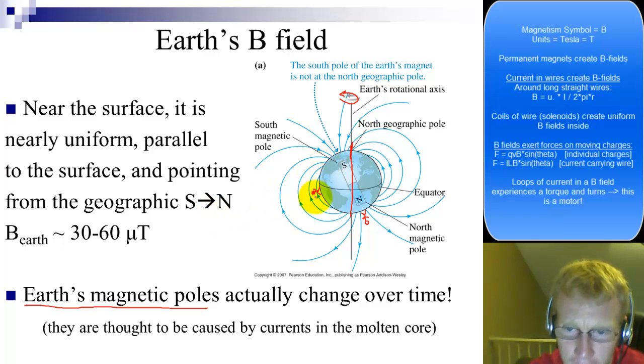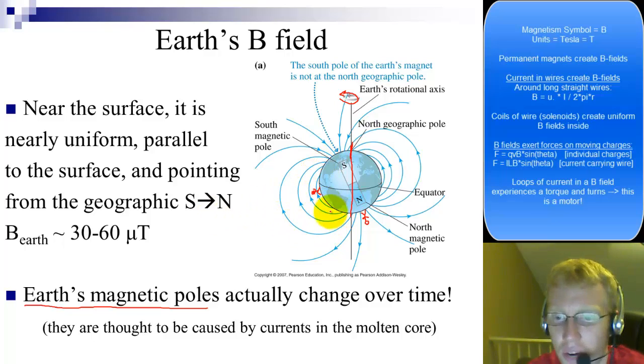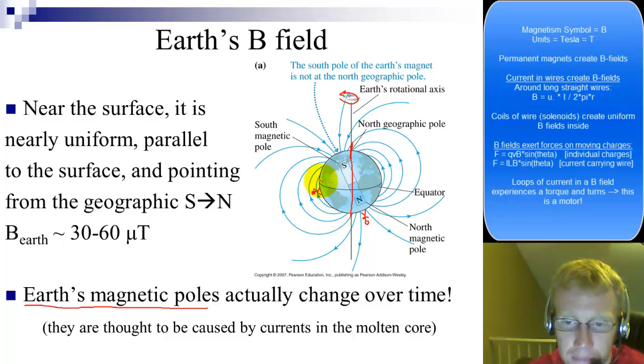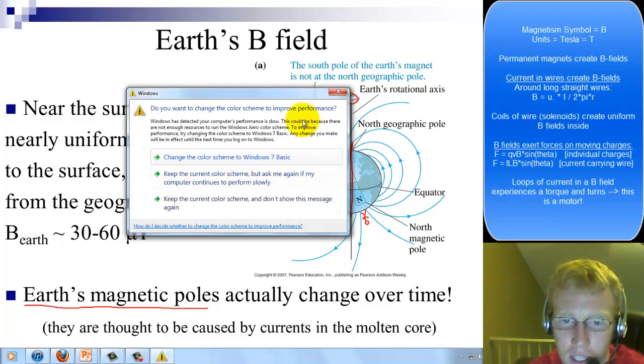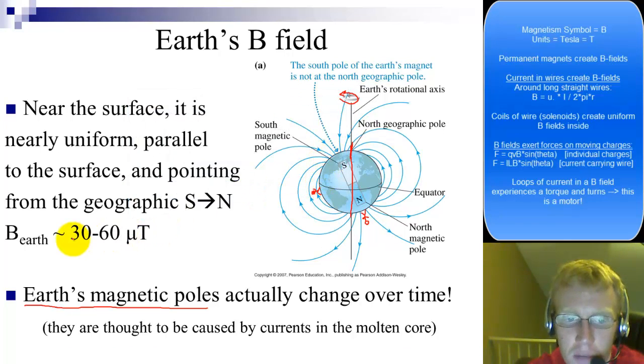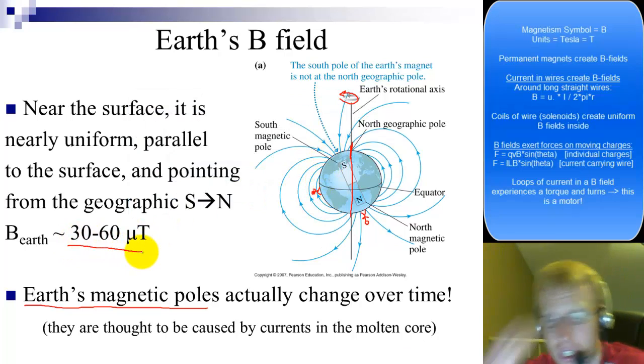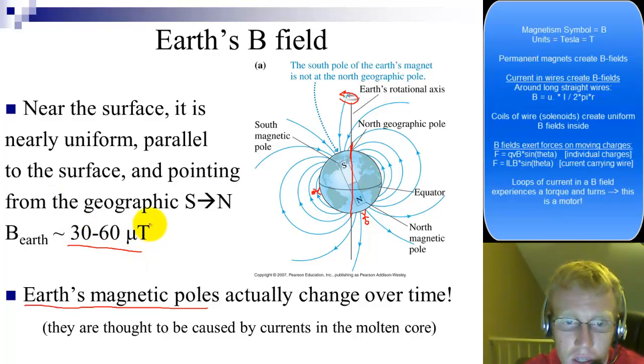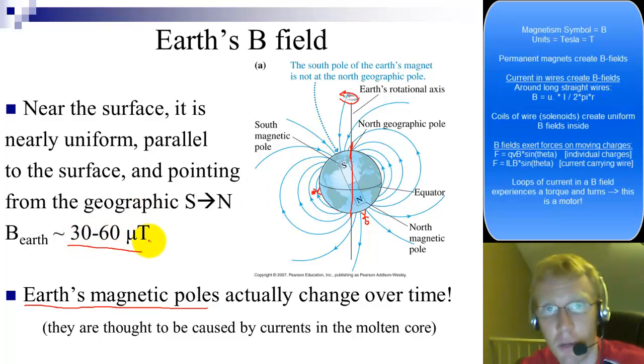The strength of the magnetic field here on Earth's surface has a range depending on where you are. It's obviously not perfectly symmetric. Sometimes it's parallel, sometimes it's diving in, etc. But the average is between 30 and 60 microteslas. So what that tells you is a Tesla, which we'll talk about in a second, is actually a pretty big unit because the magnetic fields that we're going to generate are typically much, much smaller than 1 Tesla.